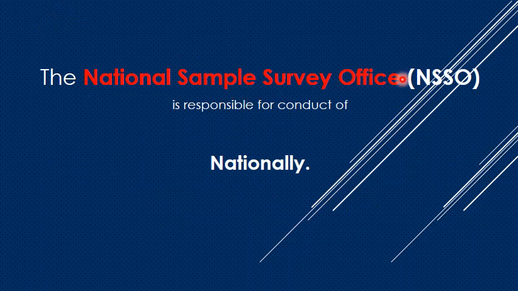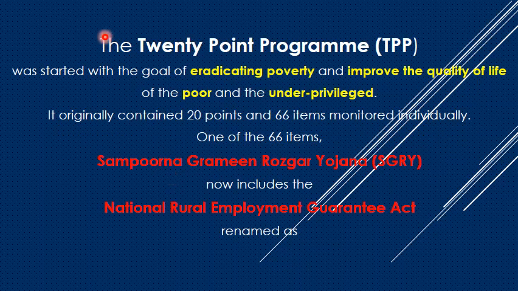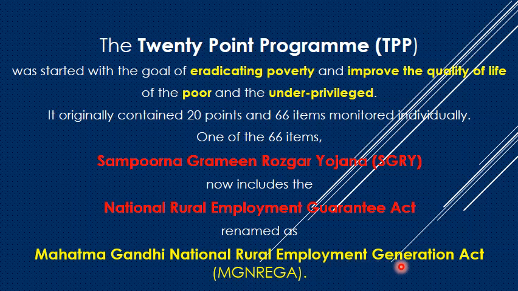The National Sample Survey Office is responsible for the conduct of large-scale sample surveys in diverse fields at the national level. The 20-point program TPP was started with the goal of eradicating poverty and improve the quality of life of the poor and the underprivileged. It originally contained 20 points and 66 items monitored individually. One of the 66 items, the Sampurn Gramin Rozgar Yojana, now includes the National Rural Employment Guarantee Act, which is renamed as the Mahatma Gandhi National Rural Employment Generation Act, commonly called MGNREGA.